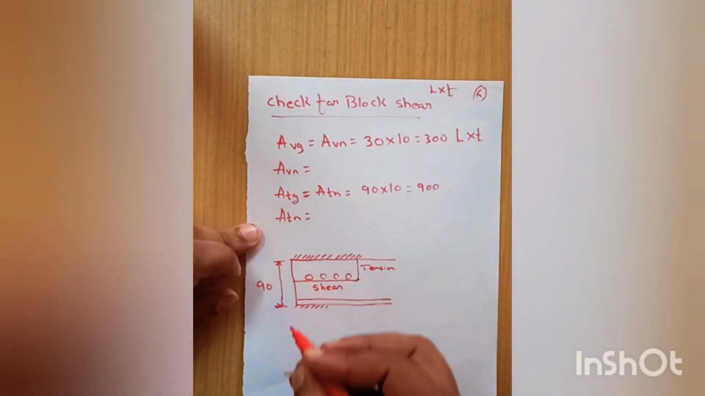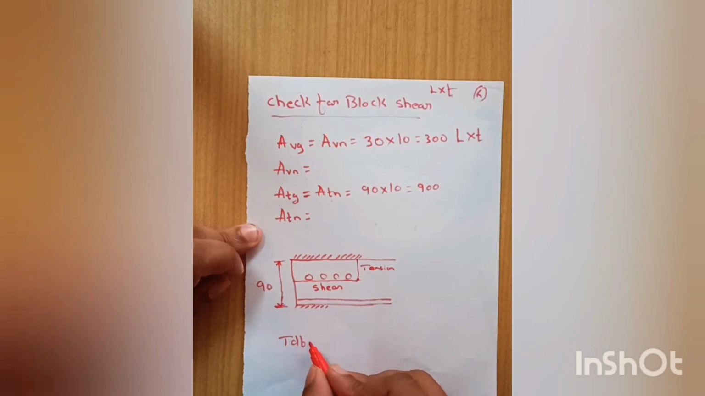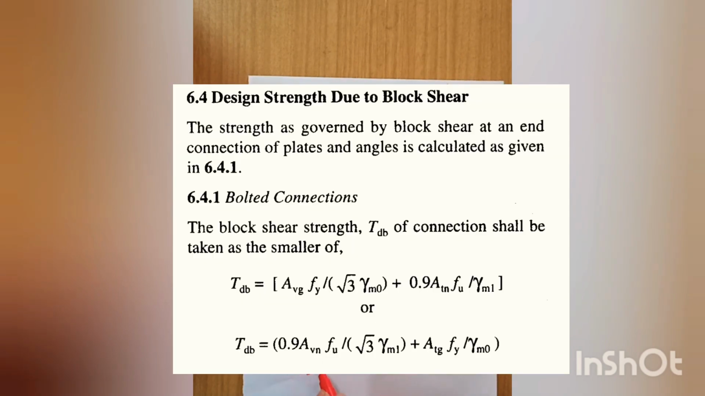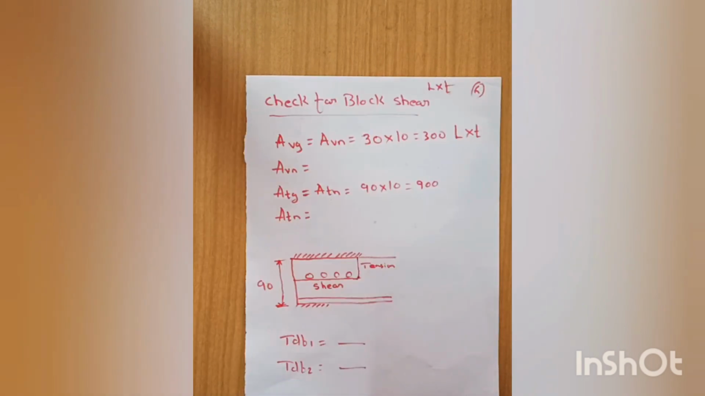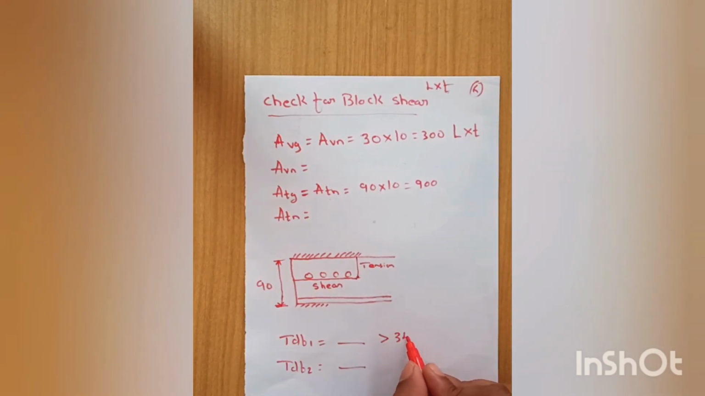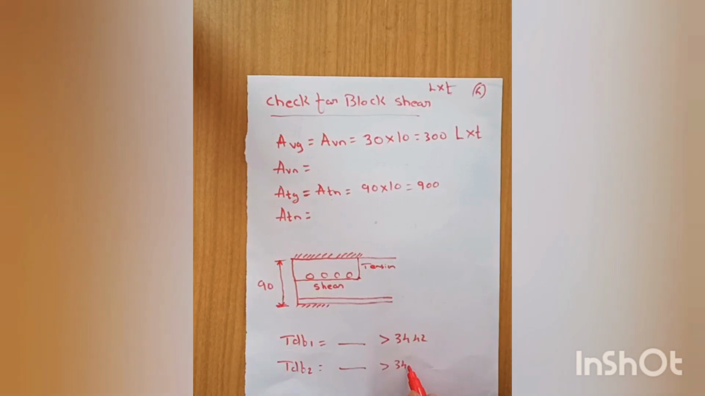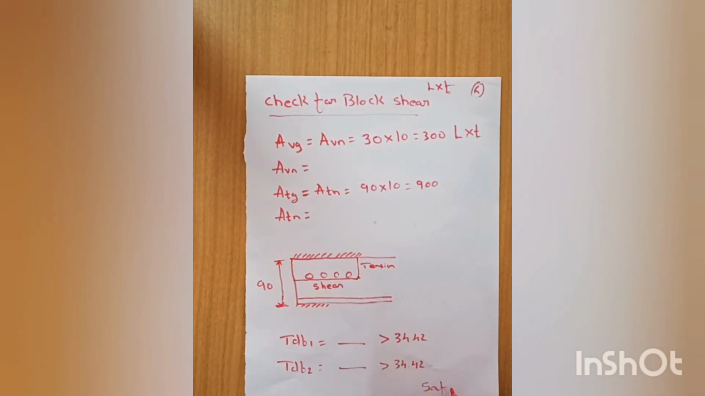So now substituting all the values in the formula for TDB1 and TDB2, we need to check how much is the value. If it is greater than 34 kilonewton, it will be safe. If not, again we need to revise the section. So this is how welded connection is provided, and this is how this design for reversal of stress is done. Once you finish this step, the design of bottom chord member is over. Similarly, you have to design the bottom chord member and you have to design the diagonal member.